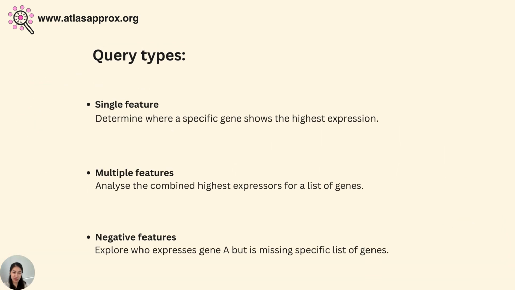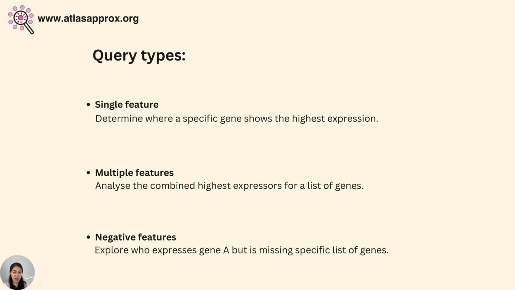Before we dive into examples, let's talk about some query types you can use to explore the data. The first query type focuses on the single gene analysis. This lets you determine where a specific gene shows the highest expression. The second type can be used on the gene list analysis. With this, you can analyze the combined highest expressors for a list of genes.